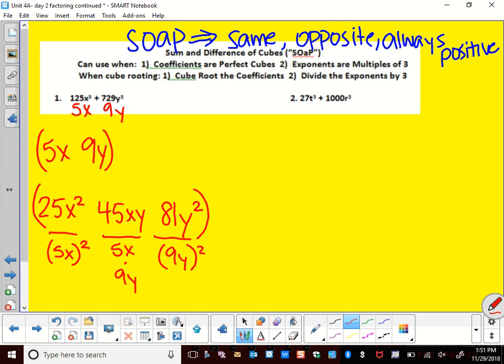My signs are going to be same, opposite, always positive based on where we start. I start with a plus sign, so it's the same. Plus, opposite, minus, and then always plus. This is my answer.